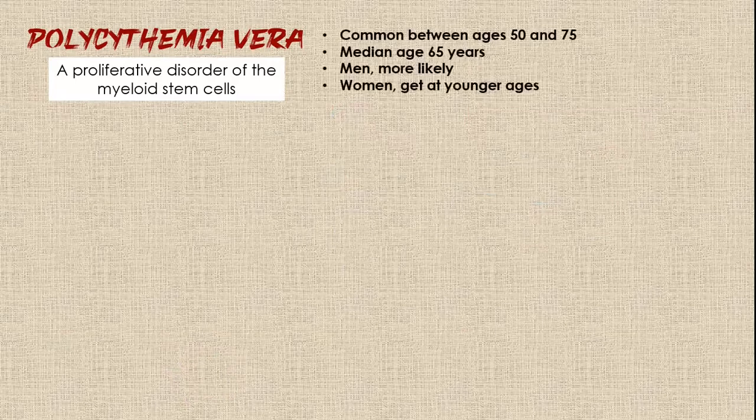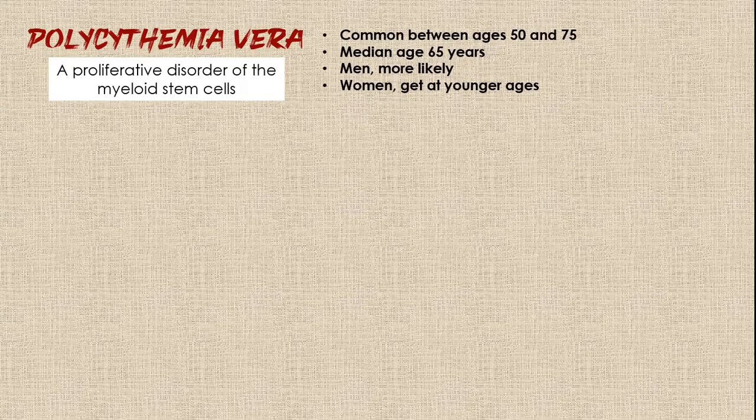Polycythemia vera can occur at any age, but is more common between 50 and 70 years old. The median age at the onset is 65 years old. Men are more likely to get polycythemia vera, but women tend to get the disease at younger ages.